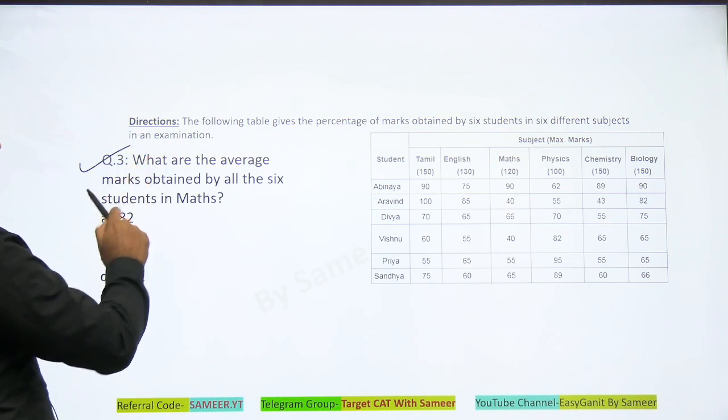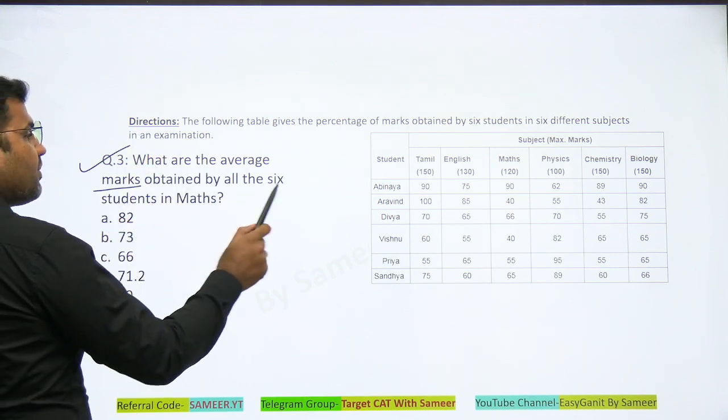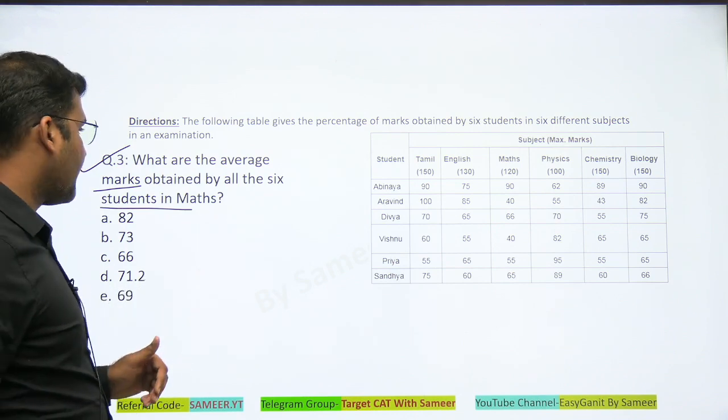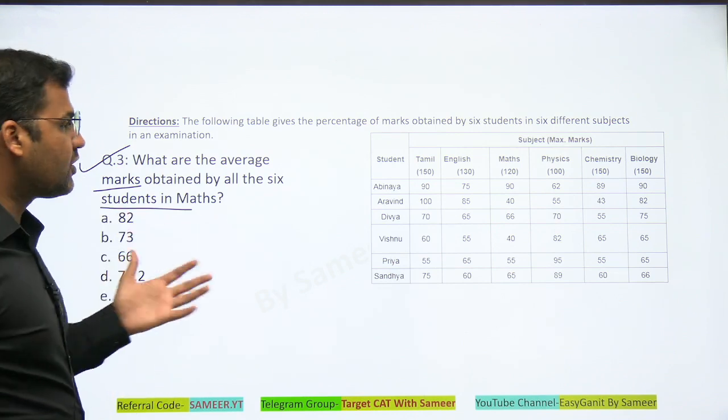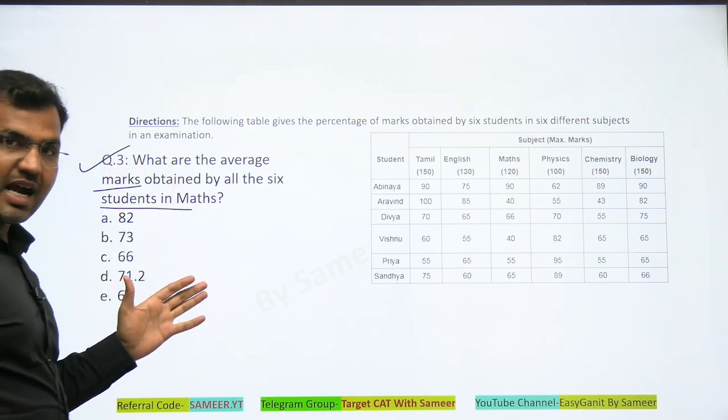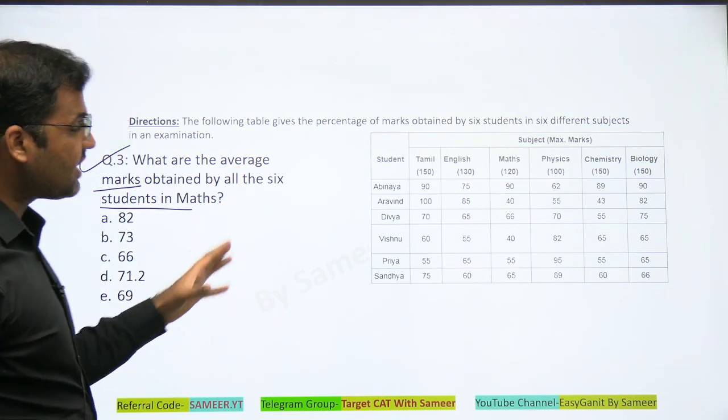Look at question number 3. What are the average marks obtained by all the 6 students in maths? Okay, now you see that this is an even more difficult question. Give it a try. I want all of you to give it a try so that you can understand the difference in your thinking and my thinking, right?